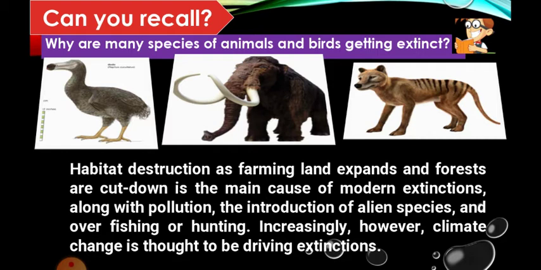Increasingly, however, even climate change is thought to be driving extinctions. Climatic conditions keep changing frequently, in the sense that every year you find more and more global warming taking place, and therefore there is no proper frequency of the rains, or of the summer season and so on, right? So all these climatic conditions are also driving the extinction of so many animals.